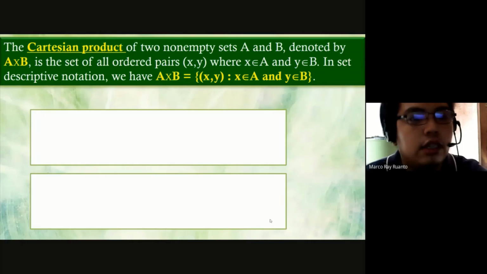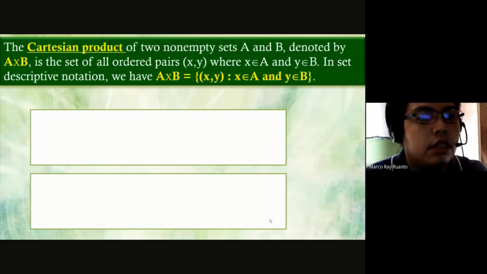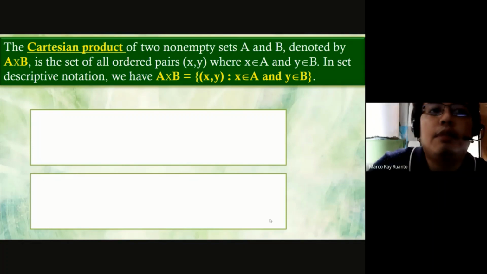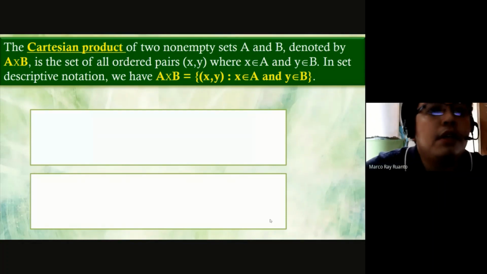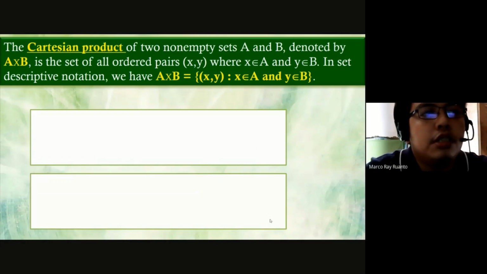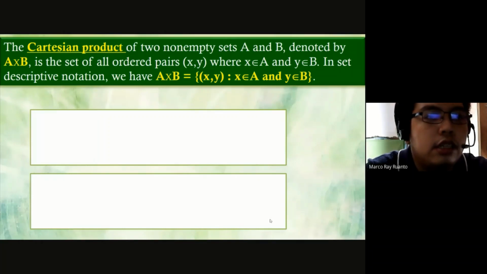About the Cartesian product. The Cartesian product of two non-empty sets A and B, denoted by A cross B, or you may call it A times B, is a set of all ordered pairs (x, y) such that x is in A and y is in B.